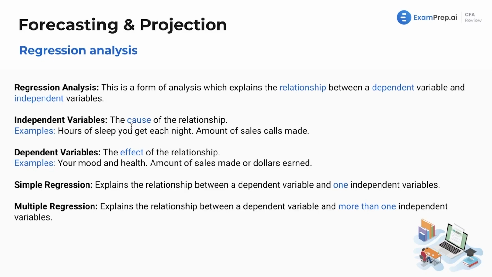Independent variables are the cause of the relationship. It's not affected by something. So hours of sleep you get each night affects your mood and health. The amount of sales calls you make affects the amount of sales made or dollars earned. If you make one sales call versus 100 sales calls, that's probably very much going to affect how much money you earn the next week or next month. If you get 2 hours of sleep tonight versus 8 hours of sleep, that's for sure going to affect your mood and your health. Dependent variables depend on the independent variables.